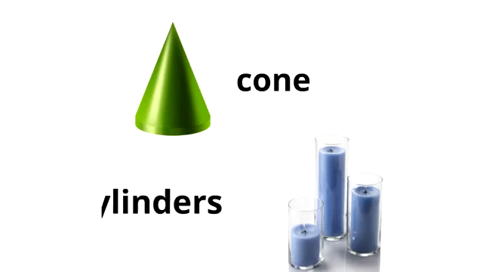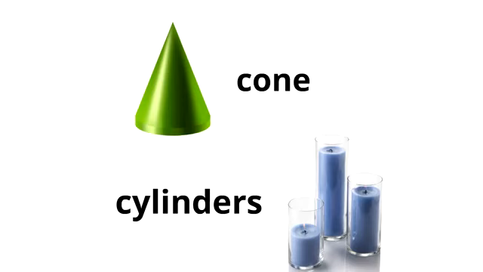At the top we have a cone! A cone! It's got a circle base on the bottom, and it all comes up to one point called a vertex. Do you remember the shape here on the bottom? These are three cylinders. They have a circle on the top, and a circle on the bottom, and it's smooth all around.